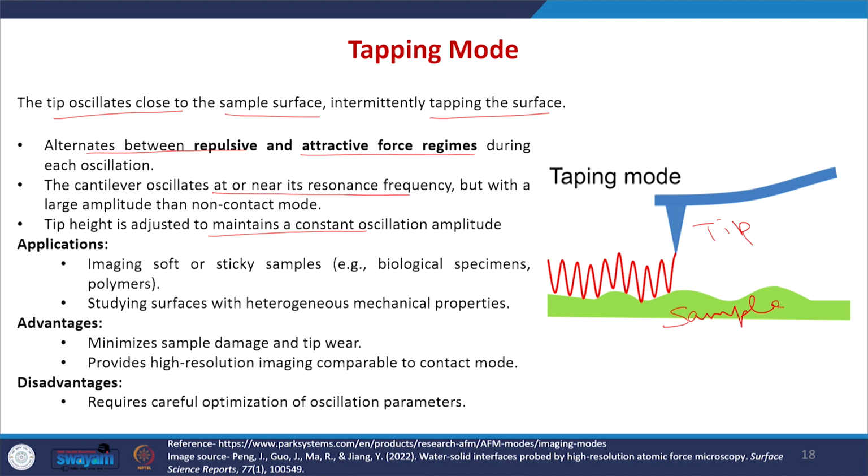The applications are mainly useful for imaging soft and sticky samples like biological samples or polymeric samples, or we can use it for studying surfaces with heterogeneous mechanical properties. The advantages are, it minimizes the sample damage as well as the tip wear, and it provides high resolution imaging comparable to contact mode. The disadvantage is, it requires careful optimization of oscillation parameters.